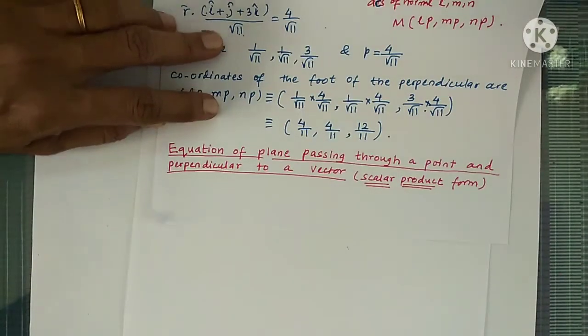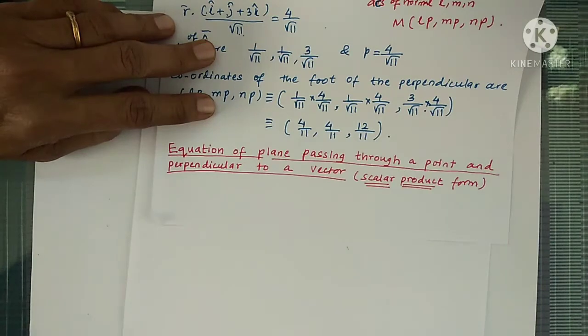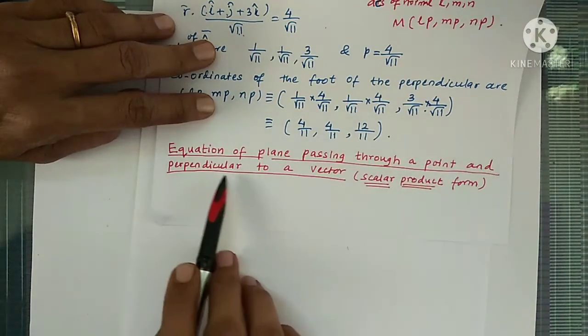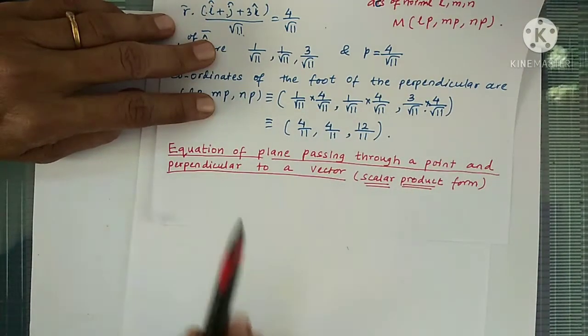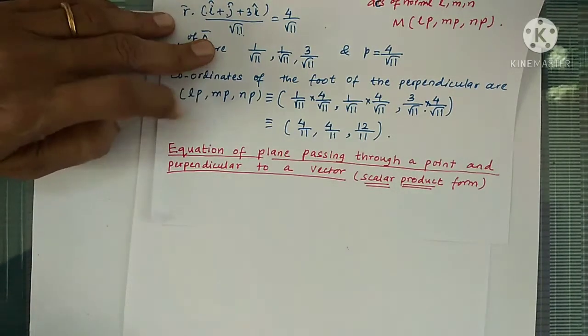So we have studied the normal form. Normal form is r bar dot n cap equal to d, where n cap is the unit normal and d is the distance of the origin from the plane. d or p, any letter you can use. The next one is the equation of a plane in scalar product form. What is scalar product form? In this, a point on the plane is given and a vector perpendicular to the plane, that is, the normal vector, is given.